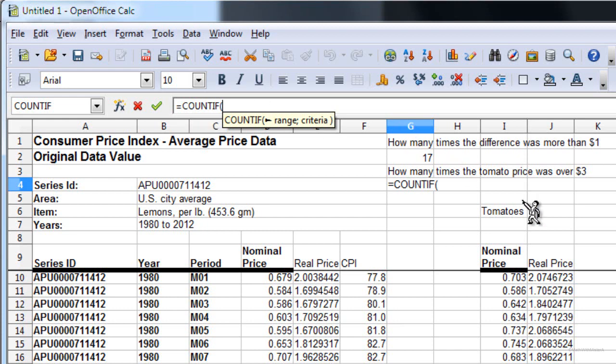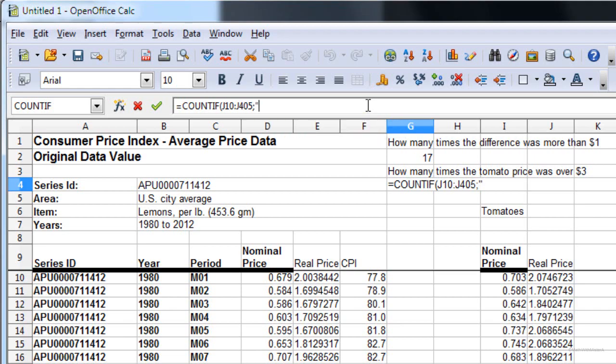Now this time we're looking at the real price of tomatoes. We're back to column J. So search J10 through J405, semicolon or comma. Be aware of which program you're using. So Excel needs a comma. OpenOffice uses this semicolon. And now the criteria.